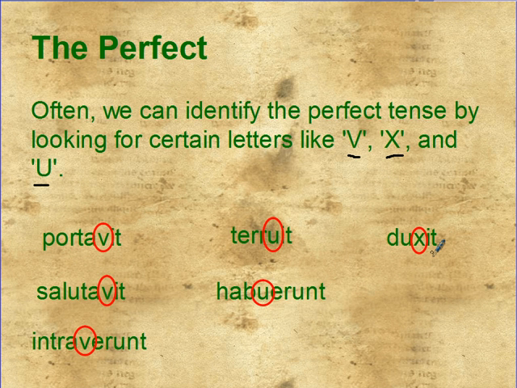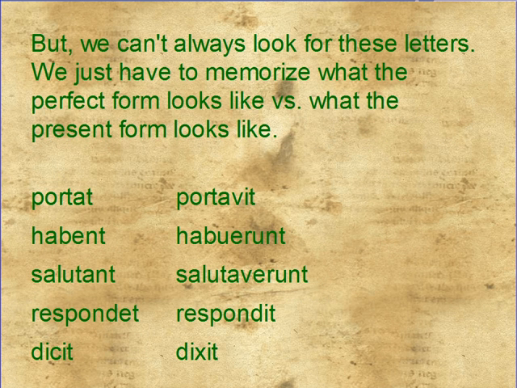Portavit, he carried. Salutavit, she greeted. Intrawerent, they entered. Teruit, he terrified. Habuerent, they had. Duxit, she led. Now, as I said, we can't always look for these letters. We just have to memorize what the perfect form looks like versus what the present form looks like.